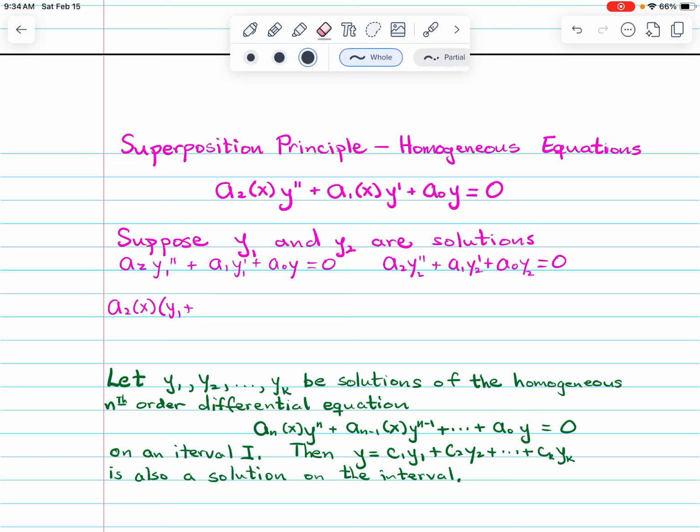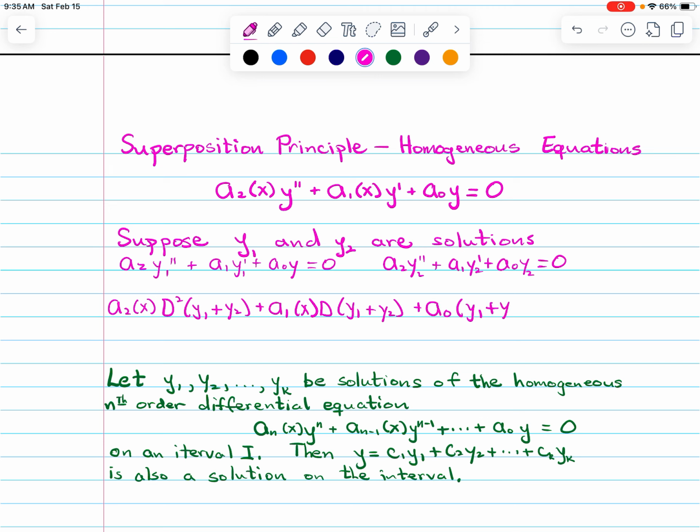And let me change the notation a little bit here. Let me do d2 of y1 plus y2, like that. Okay, so I'm using that notation. Plus a1 of x, and here we go. Left off the d. Okay, so here's y1 plus y2. And then we've got a naught times y1 plus y2.